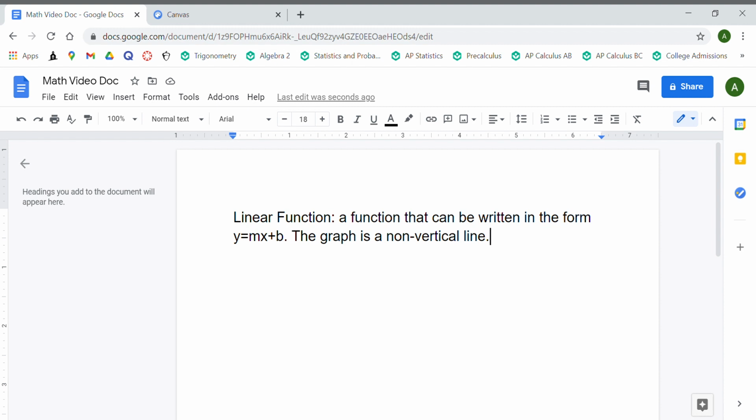If it's anything other than a line, or if it is a vertical line, it is not a linear function. Notice that vertical lines are not linear functions because, well, they're not functions. The x value has several values of outputs, and that breaks the rules of the definition. So you need to have a non-vertical line in order to be a linear function.